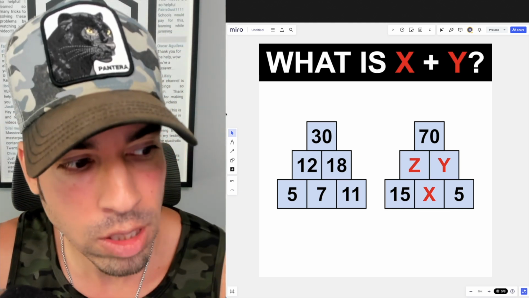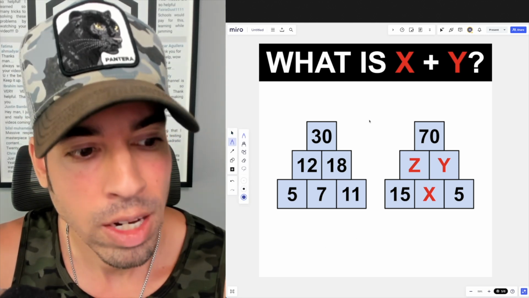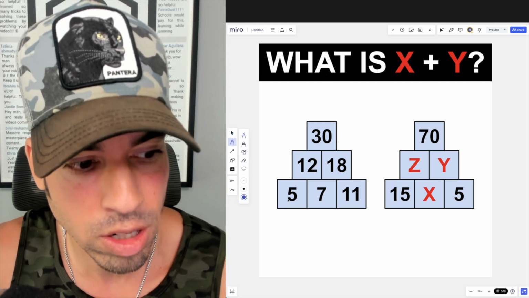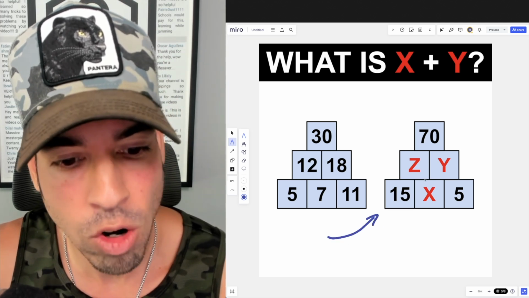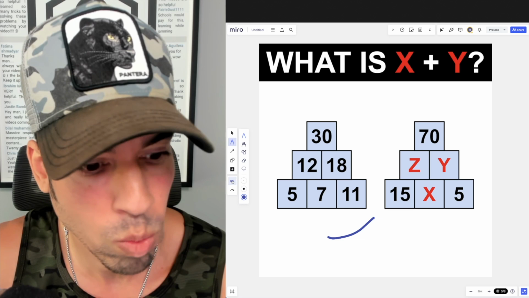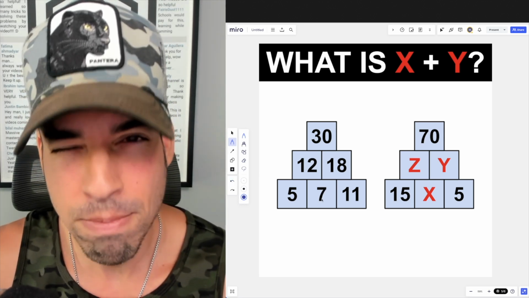Now, if you notice in the two pyramids, they have the same pattern going on. So the question first is to figure out what's going on here in terms of the pattern, and then you can apply that to this pyramid and hopefully solve for x plus y. Hit that pause button and see if you can figure it out. When you're ready, hit play and I'll give you the explanation.